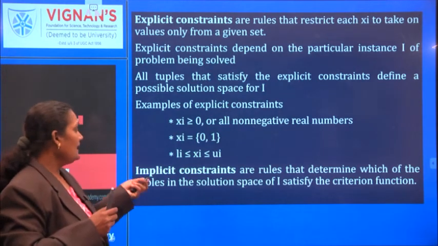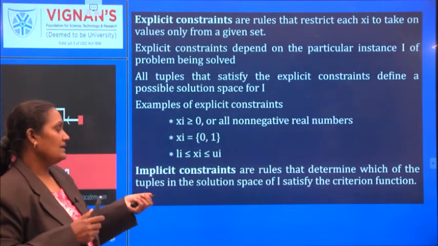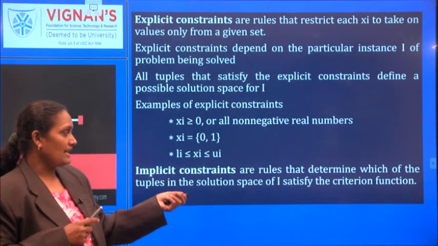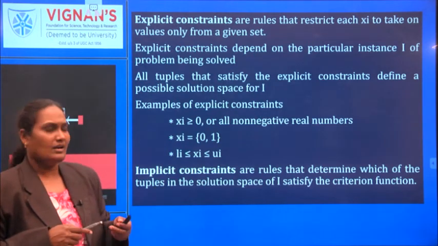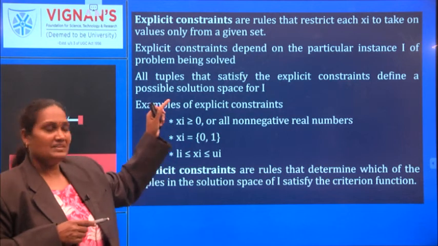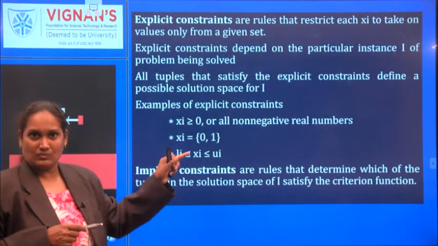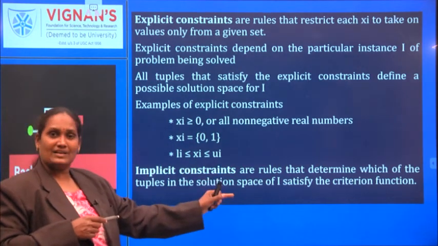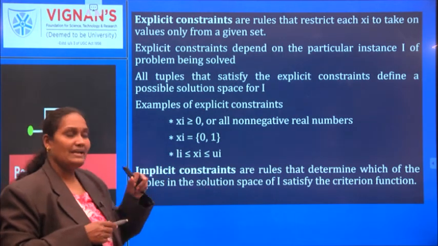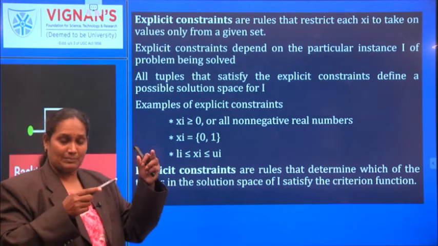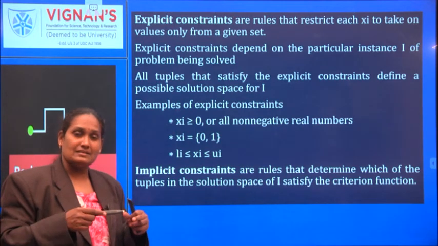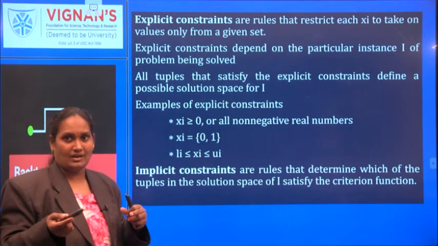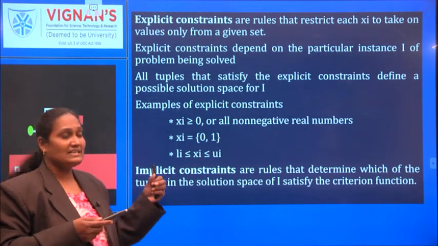Okay, so implicit constraints. What are the implicit constraints? Implicit constraints are the rules that determine which of the tuples in the solution space of I satisfy the criterion function. Now, by the explicit constraints, we are selecting one option or one value from the input. Whether that value satisfies the criterion function or not is to be decided by implicit constraints. Whether that particular input we selected leads to an optimal solution or not is decided by implicit constraints.